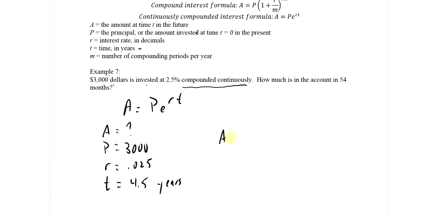So you just plug everything in. A equals 3,000 times e raised to the 0.025 times 4.5. There should be a button on your calculator for e. If you calculate this out, you get 3357.22. Then we round that to the nearest cent. Remember, e here is just a number. It's not a variable. It's 2.7 something, and your calculator knows what it is. So you've got the formula, you plug in all the variables, and look for the one that you don't know.